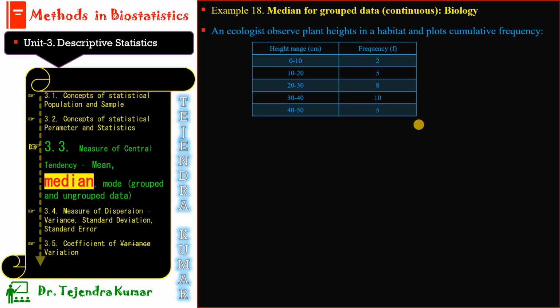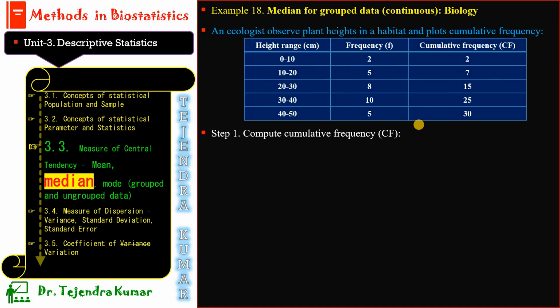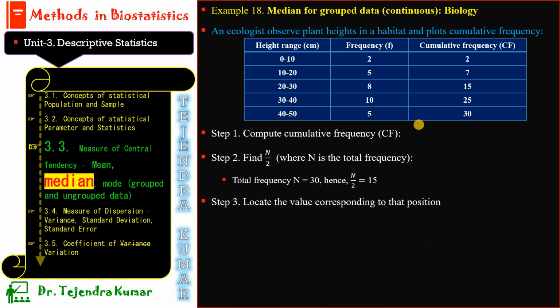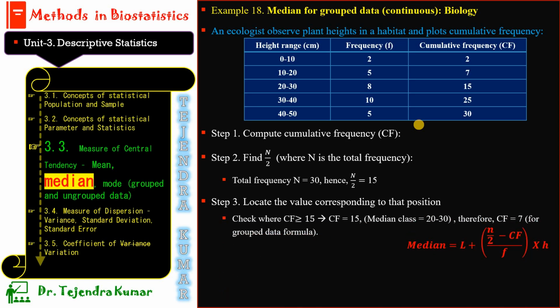In this biological example, an ecologist observes plant heights in a habitat and plots cumulative frequency. So the height range in centimeter is given in one column and frequency is given in another column. First of all, compute the cumulative frequency. Here is the cumulative frequency table. Now find n by 2, which is 15 again, and locate the value corresponding to that position, and the formula will be applied for the same. Now find the cumulative frequency 15, and an actual 15 is there.